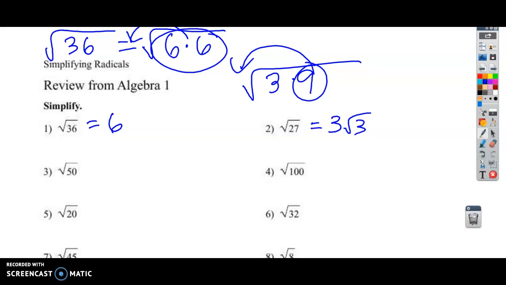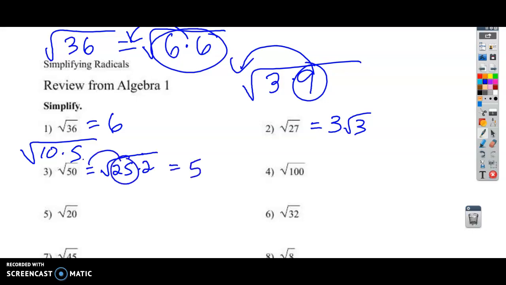Let's try 50. 50 can be broken up into different numbers. And we've got to pick the largest perfect square that goes into 50. Okay, we could pick 10 and 5, but that's not going to help us because neither of those two numbers is a perfect square. We need a perfect square. So I'm going to break up 50 into 25 times 2 because 25 is a perfect square. So 25 comes out. The square root of 25 is 5. Comes out. And the square root of 2 is left.